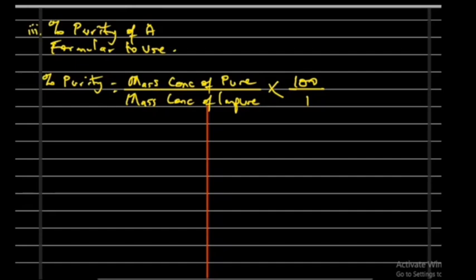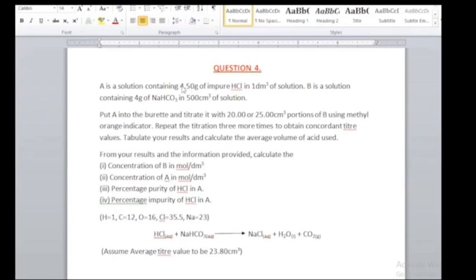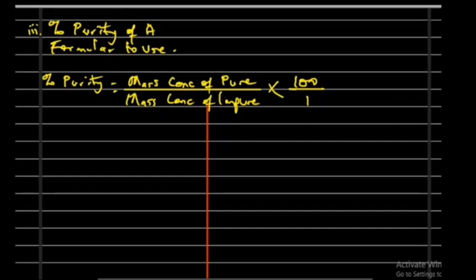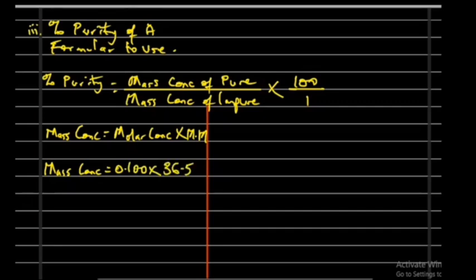Remember, we are looking for mass concentration of pure substance, but look at the question. They told us that A is 4.5 grams of impure HCl. That is what we have there, but we need to calculate the mass concentration of the HCl first to be able to calculate the percentage purity. So what we do first and foremost is to calculate the mass concentration. Mass concentration equals 0.100 multiplied by 36.5. That is what you should be having there.